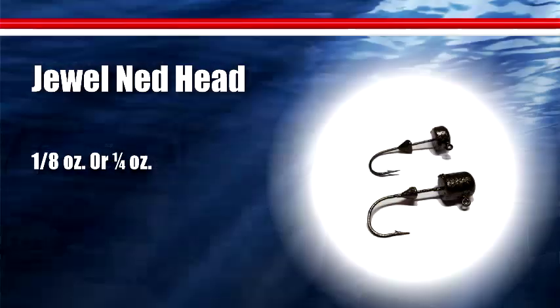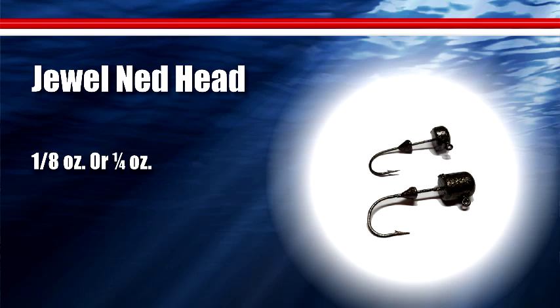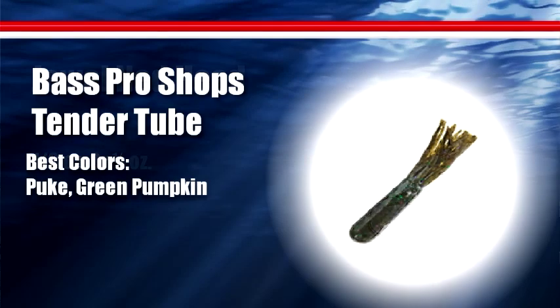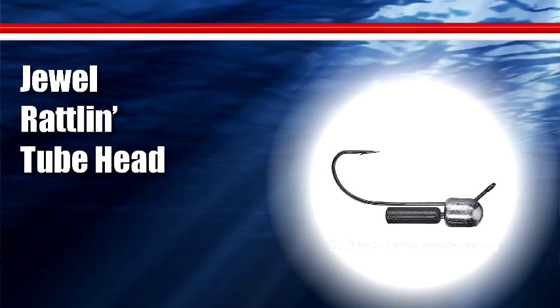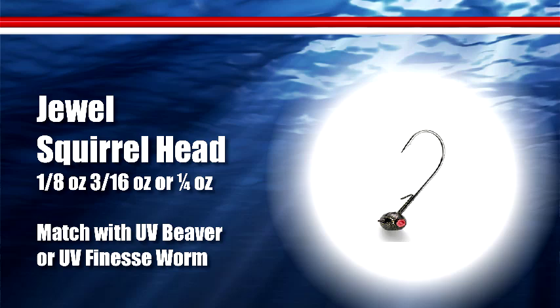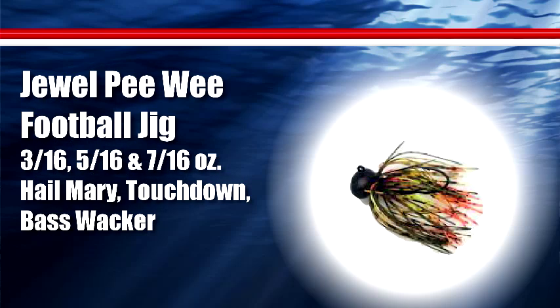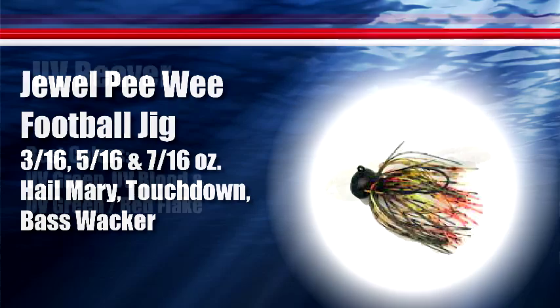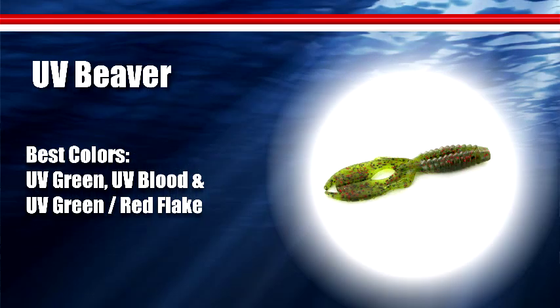And if it's calm and sunny, you don't have any wind, I would definitely pull out either a Ned head, use the Jewel Ned head, use a tube, using the Jewel rattling tube head, a squirrel head matched up with whatever you like to throw it, or the Pee-wee football jig. Fish those same secondary points, back out a little bit. You're going to find moss all the way out to about 12 foot deep, so you're going to have to back out, get outside of that moss. But if you don't have wind, you don't have clouds, those fish will be out that deep anyway, so keep that in mind as well.